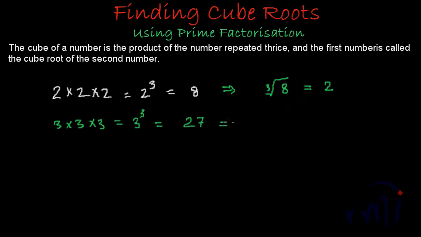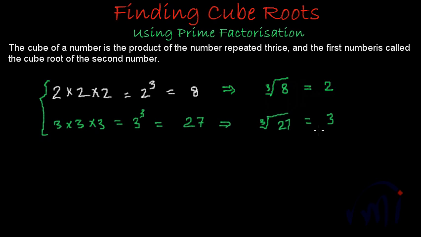Similarly, the cube root of 27 is actually equal to 3, because when 3 gets multiplied by itself 3 times, we get 27. So the cube of 3 is 27 and cube root of 27 is 3, right? So these are again very simple examples. Here finding the cubes and cube roots was easy because the numbers were smaller.